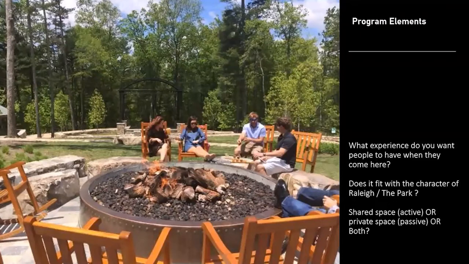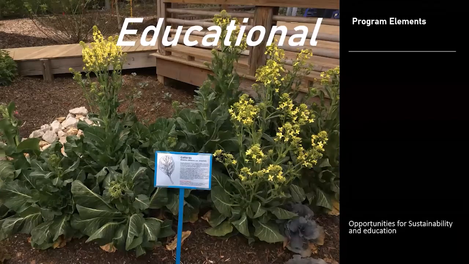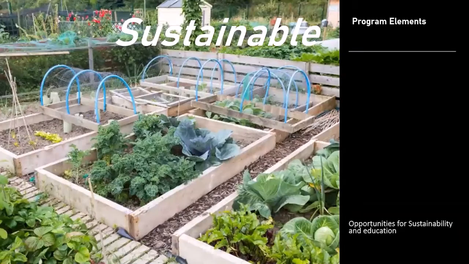Or is it a little bit of both, where we know the superintendent might want to read a book out there by the fire, but then have some friends around and have more of a gathering space. Other opportunities might be, is it an educational space that talks about seasonal plants and pollinators? Or is it somewhere we provide an opportunity for the superintendent to grow their own food? That's a sustainable solution.